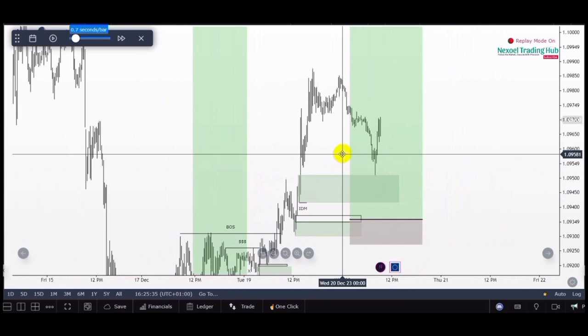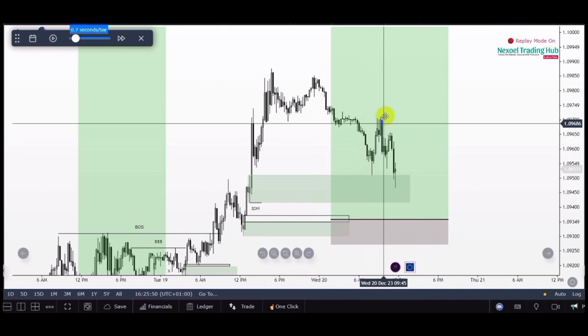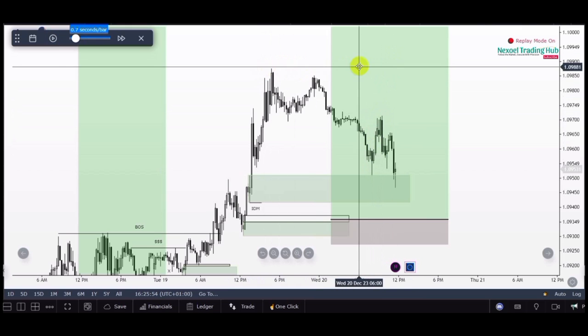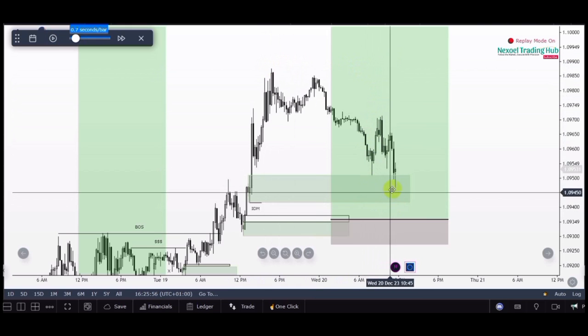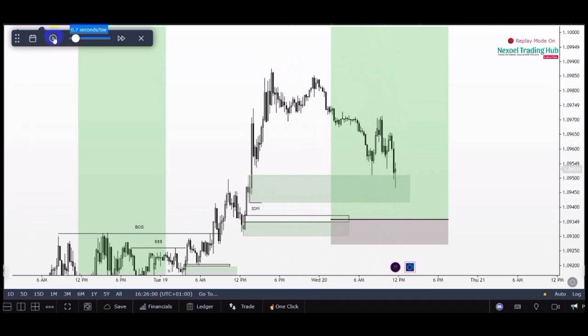So let's see if price is going to push to the upside. Price did not return to our entry. So let's see what price is still doing. Okay. Now you can see price pushed to the upside, but this price did not move to the upside to raid this high point. So there's still a possibility of price dropping down to our point of interest.